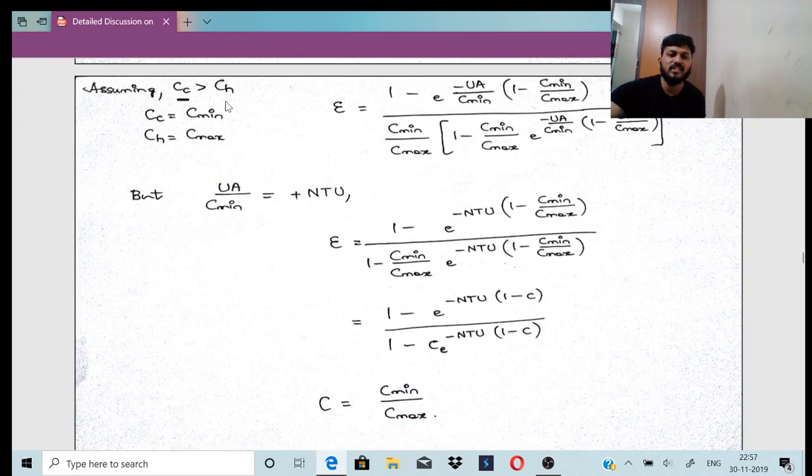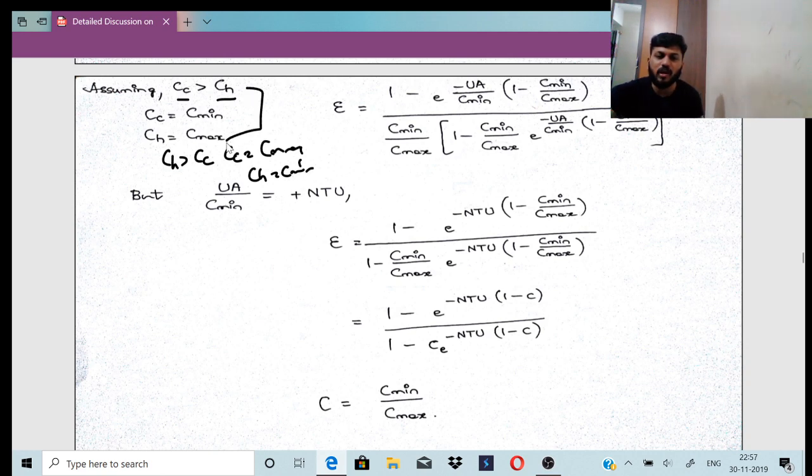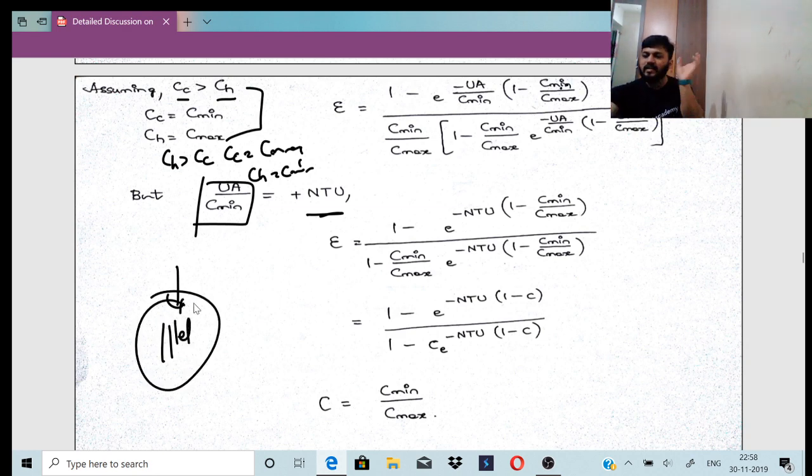Assuming again, if Cc is greater than Ch, then Cc will be Cmin, Ch will be Cmax, and if Ch is greater than Cc, Cc will be Cmax and Ch will be Cmin, right? इसका उल्टा होगा अभी, है ना? So writing it down, जिधर भी Cmin है, Cmin लिख दो, that is if Cc is Cmin, then wherever is Cc, write it as Cmin. If Ch is maximum, then wherever Ch is there, write it as maximum. But we know that UA divided by Cmin is NTU. This formula we did not have to use in parallel flow, क्योंकि parallel flow easy है, easy में आ गया.